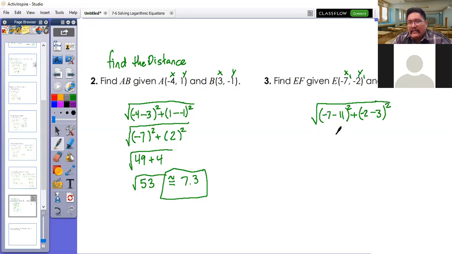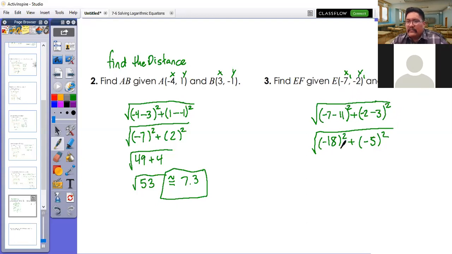So negative is going to make a bigger negative. So this is going to be -18 squared. Plus, what do we have here? -5 squared. And the square kind of needs to be there because if you remember, you cannot have a negative distance.